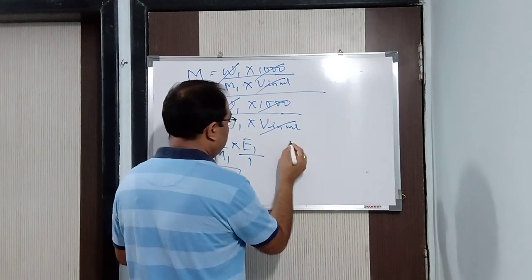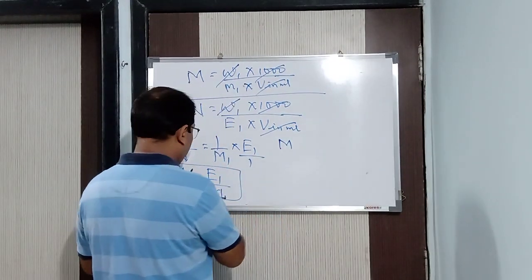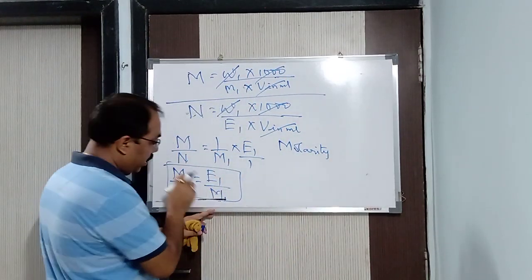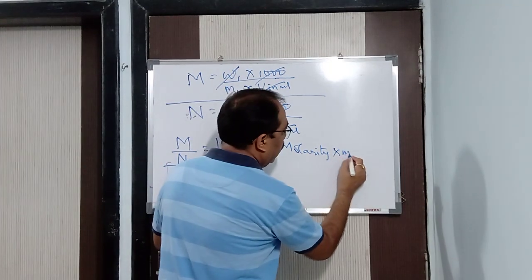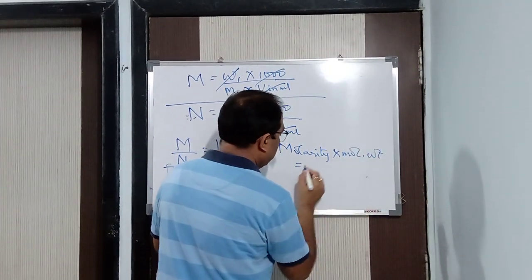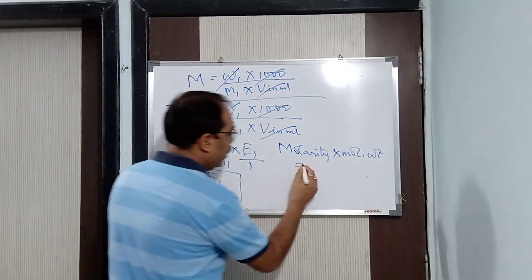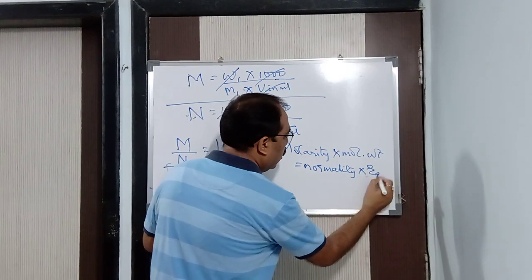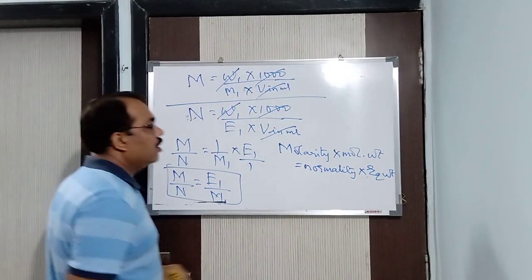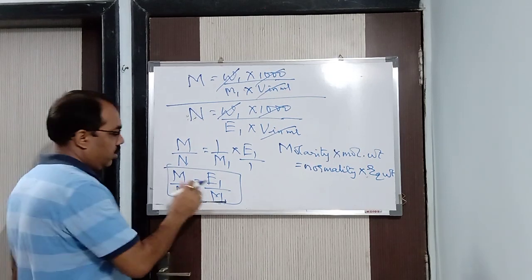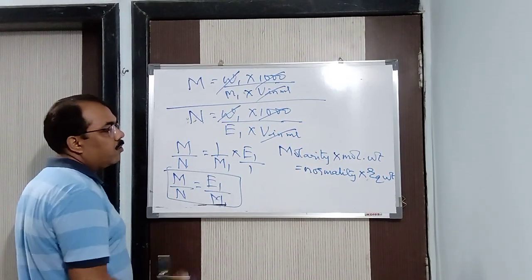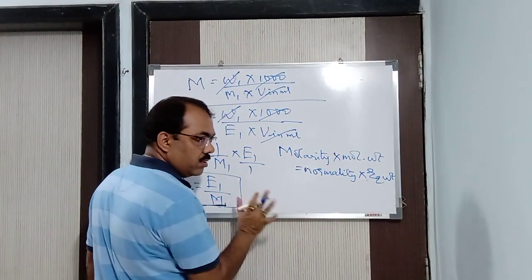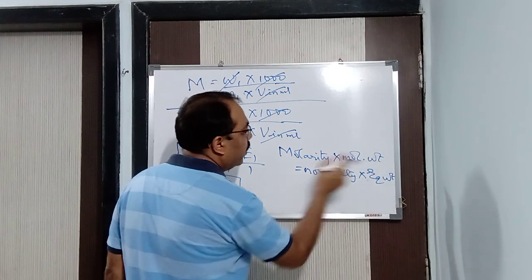Or I can write it in reverse. That is molarity, M stands for molarity. I am cross multiplying this. Molarity into molecular weight is equal to, if I cross multiply, what will I get? Normality into equivalent weight. Molarity into molecular weight is equal to normality into equivalent weight. Clear? So this is the relationship I got.